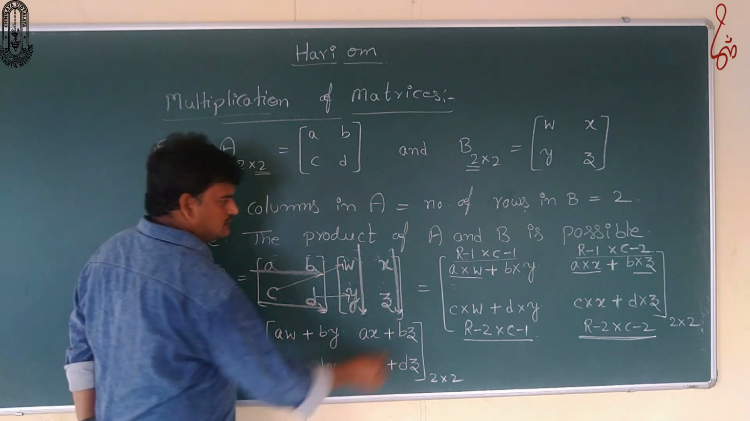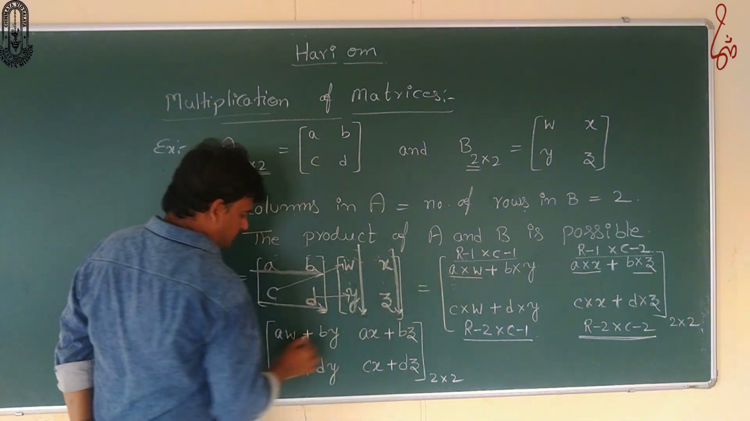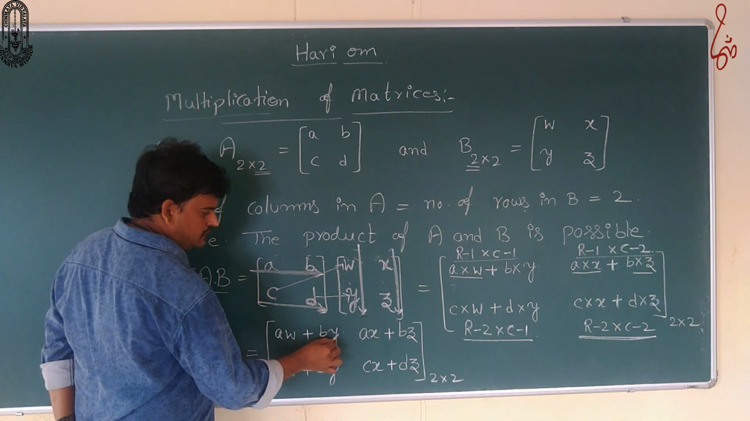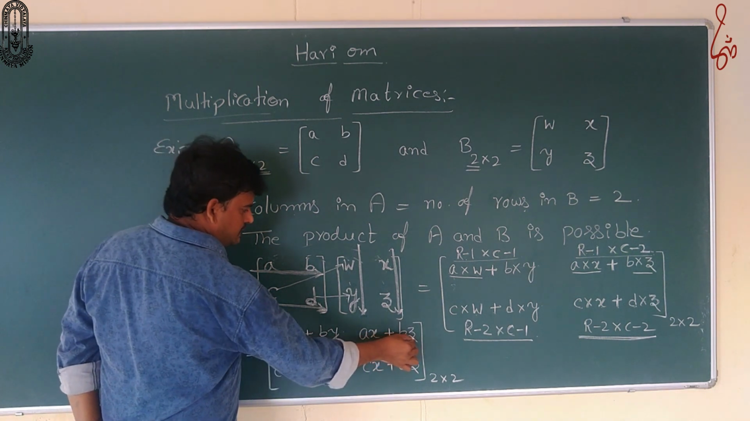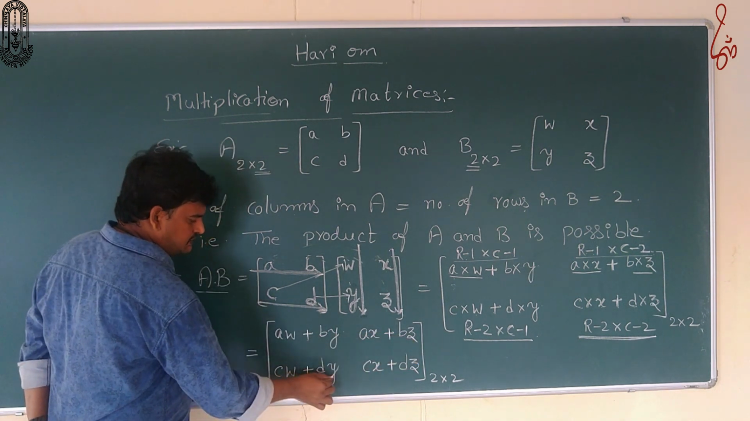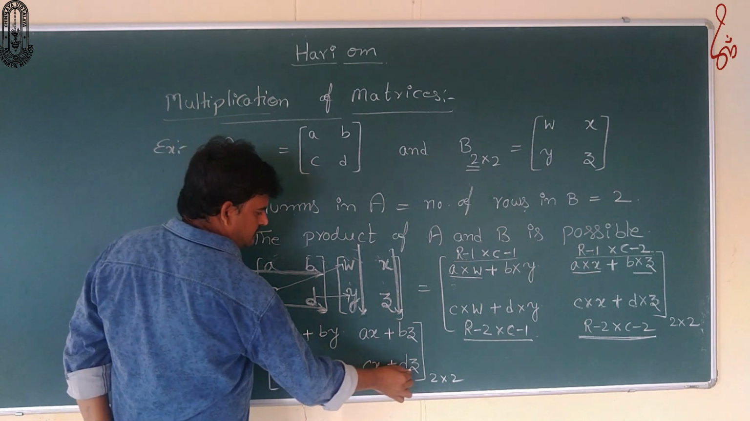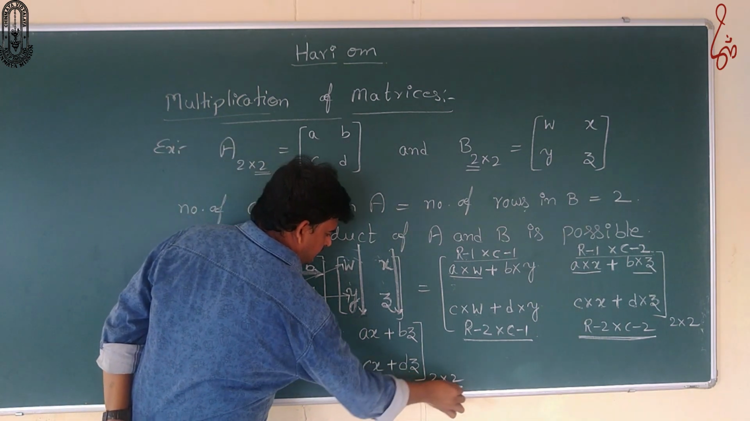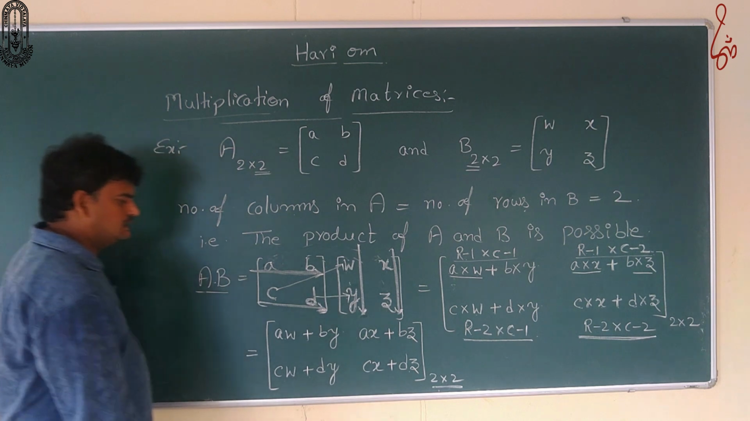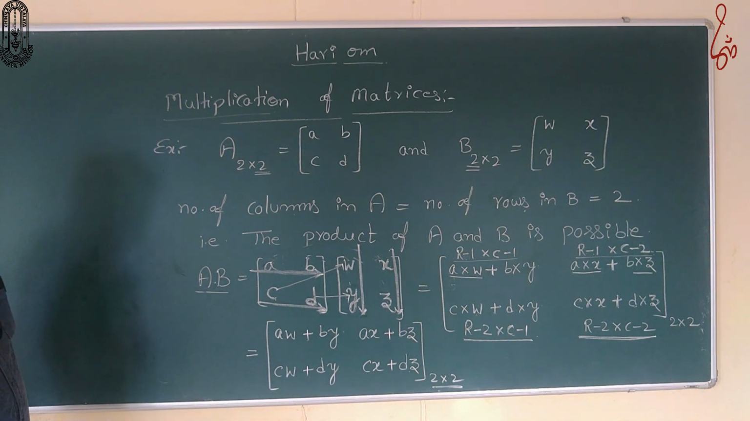Then finally our answer is AW plus BY, AX plus BZ, CW plus DY, CX plus DZ, and this is the final resultant matrix with the order 2 rows and 2 columns.